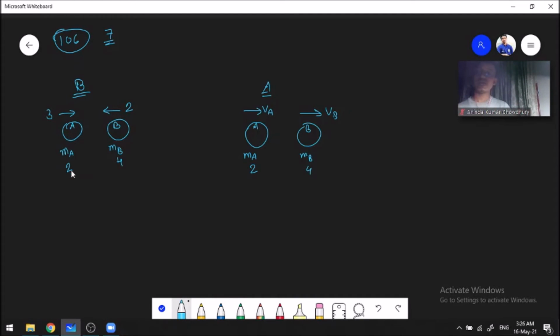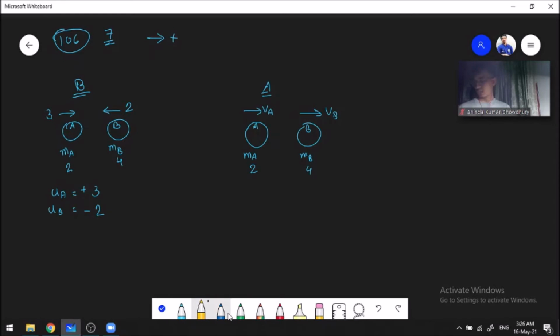Now, we know MA and MB. Let us list UA and UB. So UA is the initial velocity of A, that is 3. And what is the direction? It is towards the right. And we usually take the right direction as positive. So positive 3 meters per second. B has a velocity of 2 before the collision, and it was towards the left, and automatically the sign will be negative because we had taken the right direction as positive. And VA, VB, we don't know.